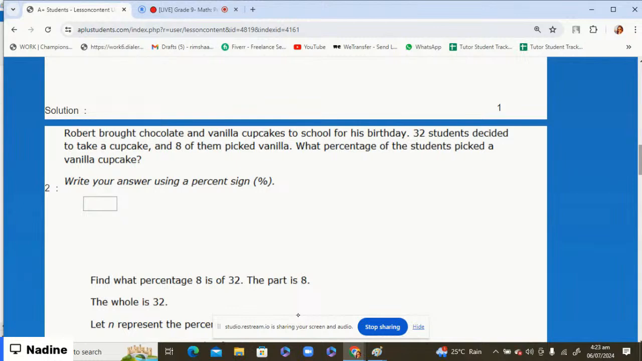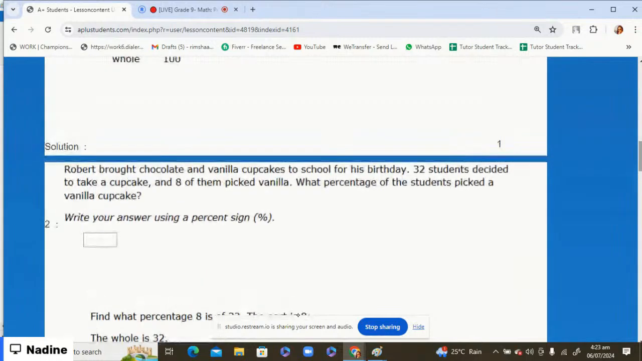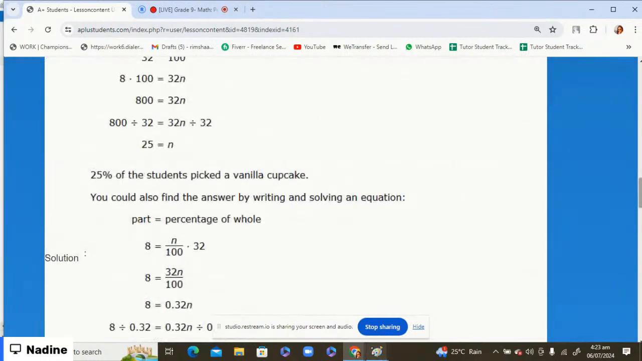So basically, the whole number of students is 32, and 8 of them picked vanilla. It means that the part is 8 and the whole is 32. We are going to find the percent. So let's write the formula first, and then we'll start solving.